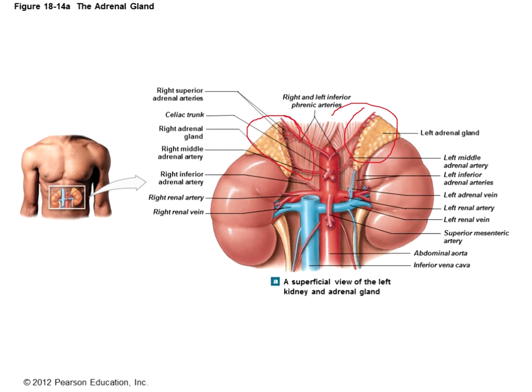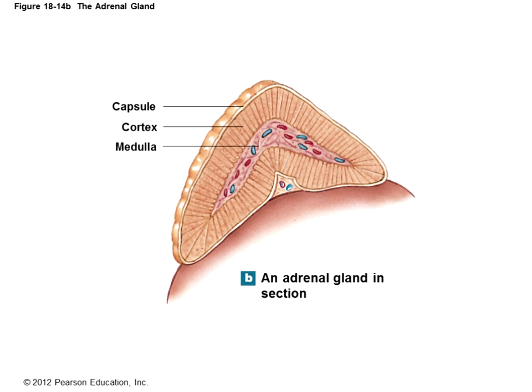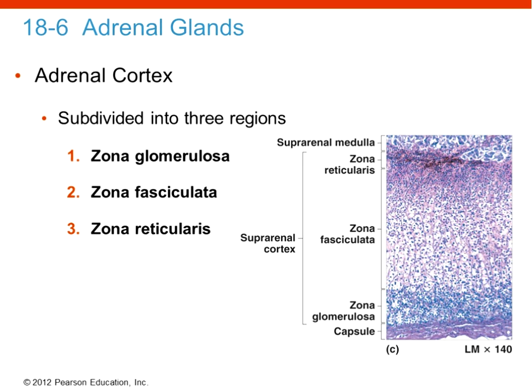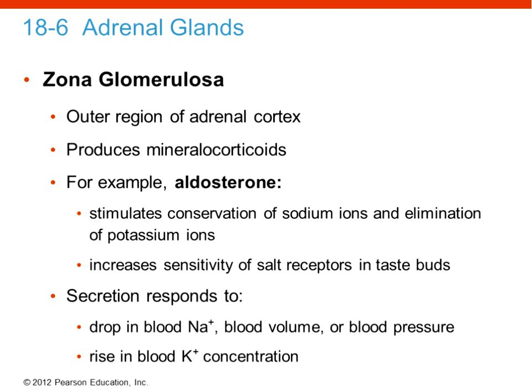And so here you can see the adrenal glands, or suprarenal glands, because they're sitting right on top of the kidney. If you take a cross section through it, you can see the cortex is this part here, and then the medulla is in the center. The cortex can be divided into 3 regions: glomerulosa, fasciculata, and reticularis.